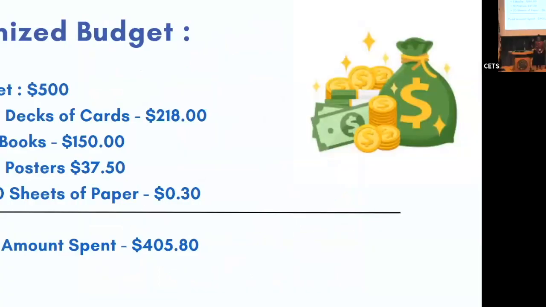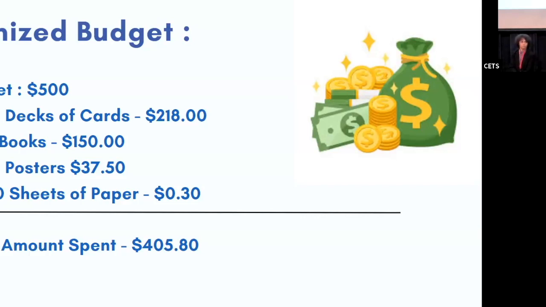So this is our itemized budget. Our budget was $500. We created 10 decks of the custom playing cards, which was $218. We created 5 books to donate to the schools in Bauchi, which cost $150. 10 posters to hang around at hotspots, which community leaders will tell us about at the workshop, cost $37.50. And 30 sheets of paper for the workshop so they can create their own fortune tellers or four cups cost 30 cents.